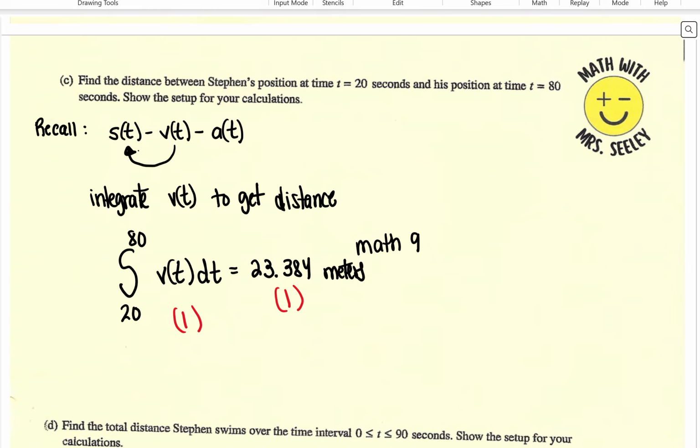If you're not sure about that, remember that you go to Math 9. It'll give you boxes to put your limits of integration. It's going to give you a box to put in your function, and right there. So again, you would just put in the 20 here, the 80 here, type in that v of t very carefully, and put your x right there.